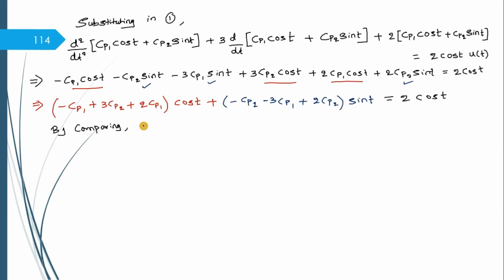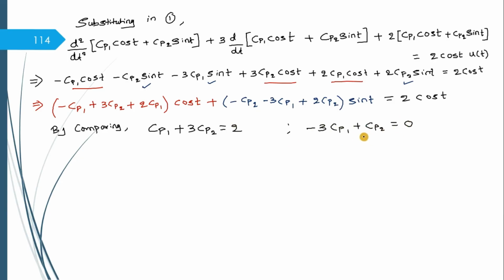If I compare this one, I get 2 cp1 minus cp1 is just cp1, plus 3 cp2 will get me 2. Similarly, if I compare the sine terms, here cp2 and cp2, 2 cp2 minus cp2 is just cp2, so I get it as minus 3 cp1 plus just cp2, and the coefficient is 0.